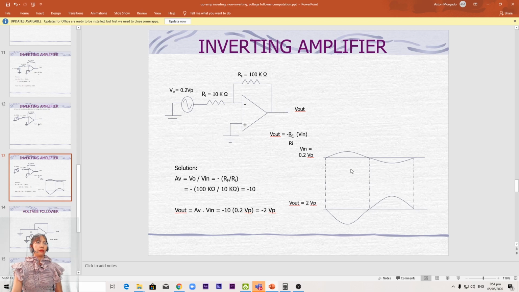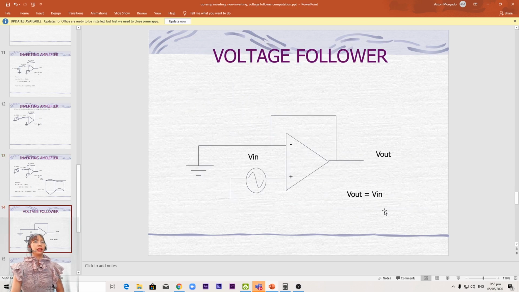Take note that they are 180 degrees out of phase. The negativity here has nothing to do with the amplitude, but rather with the phasing. The negative means that the output is 180 degrees out of phase with respect to the input. So if the input is positive, the output would be negative. Nevertheless, the output is still amplified with respect to amplitude, but it has a negative phasing with respect to the input. And then last, we have the voltage follower.